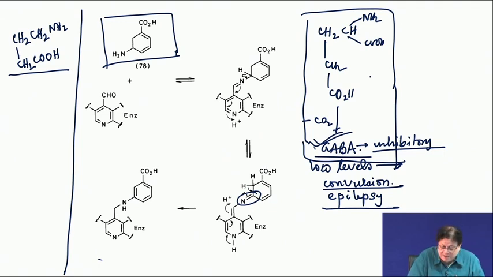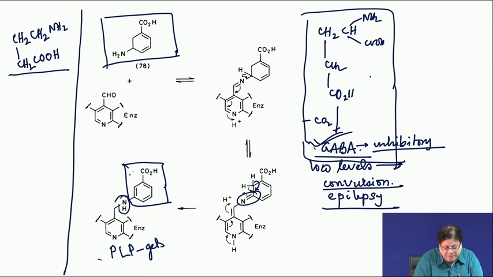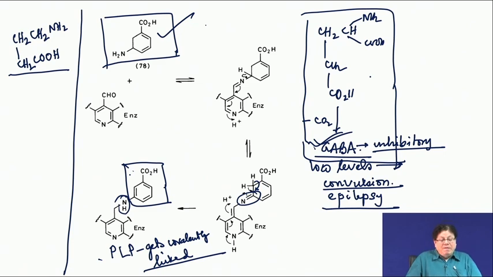Here what happens, this hydrogen will now be lost, and this double bond will come here. So, that means this is NH now, and there is a double bond here. So, now it has become an aromatic compound. If it has become an aromatic compound, now there is no way this pyridoxal phosphate can be freed from the molecule. So, this PLP gets covalently linked to this compound.